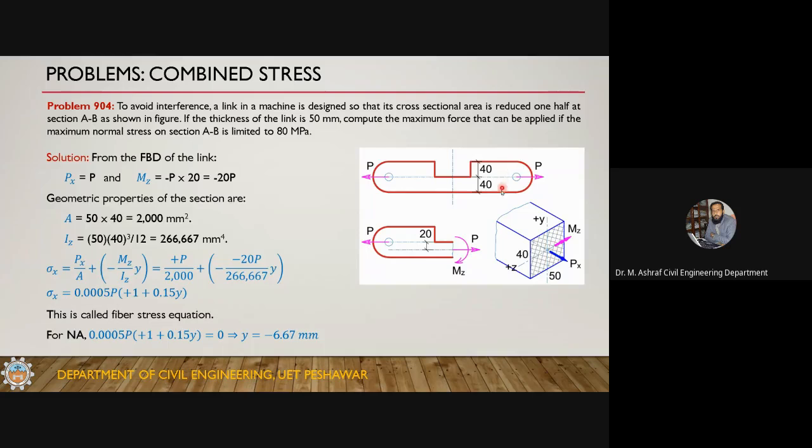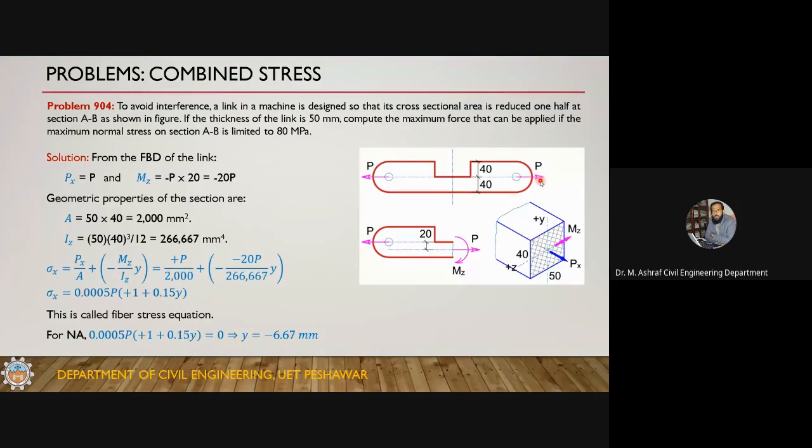Here the cross section is 80 millimeter high, but here the cross section is 40 millimeter high. Okay, and its width, the dimension which you cannot see here, is 50 millimeter. If this is the cross section, then this is 50 millimeter and this is 40 millimeter. So he is saying compute the maximum force that can be applied if the maximum normal stress on section AB is limited to 80. So he is limiting the stresses to 80 at this location, and he is saying how much force you can apply to this section.